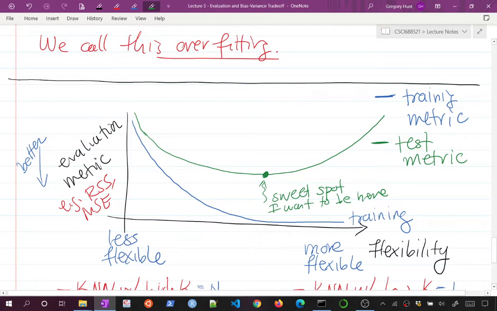So this, to the right here of my sweet spot, is what we call overfitting, and to the left here, you could call this underfitting.